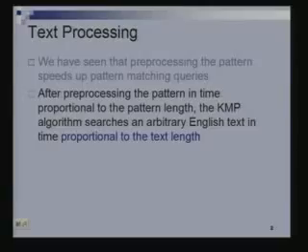If we did not compute the failure function h, then we just had the brute force method of matching the pattern, which took order mn time, m the size of the text and n the size of the pattern. So after processing the pattern in time proportional to the length of the pattern, the Knuth-Morris-Pratt algorithm searches an arbitrary text in time proportional to the length of the text.